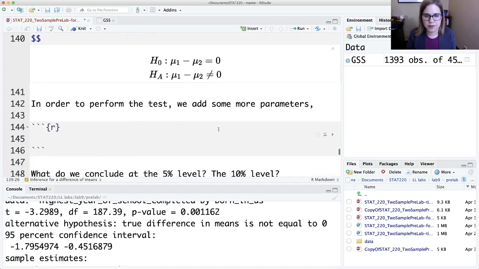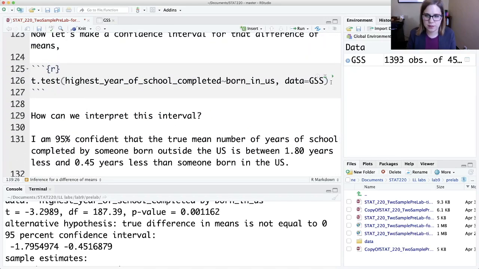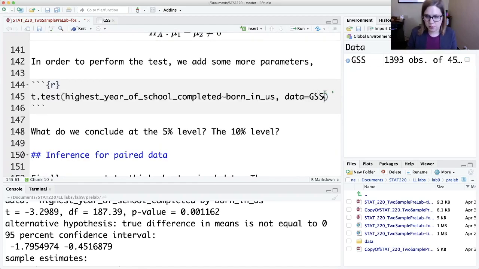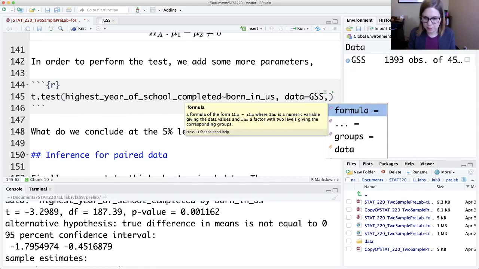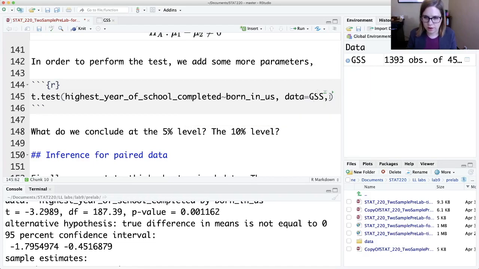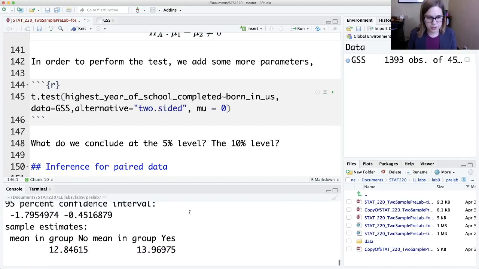And then in order to perform that test, we're just going to add some more parameters. So I'm going to just go up and copy this t.test code. And then let's put our cursor inside the parentheses, put a comma, and then hit tab. And now we want to make sure that we have our alternative, which is going to be 2.sided. And then I think we want to have our mu equal to 0 to tell it what our null value is. So let's control enter here.